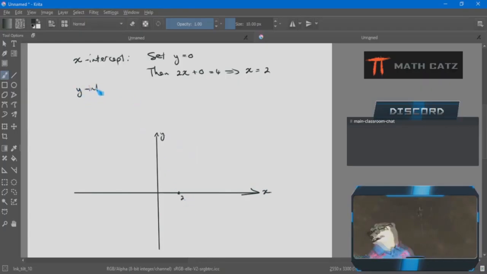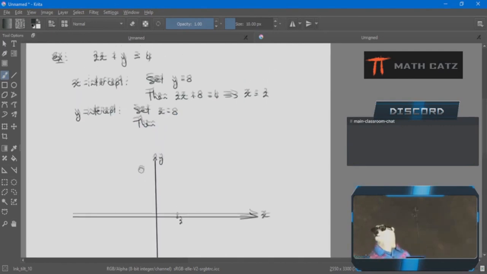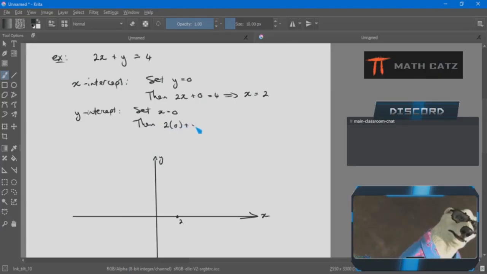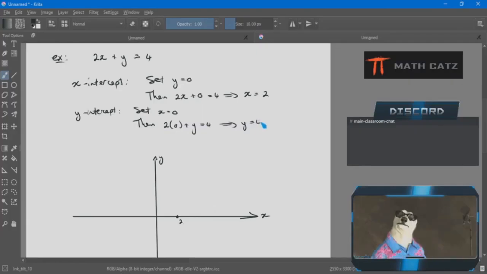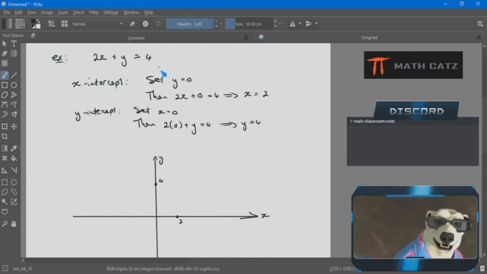Then I also want my y-intercept. That's where I set x equal to 0. And in that case, I have 2 times 0 plus y equal to 4. So y is equal to 4. And I have my y-intercept, let's say, over there. Because it's a straight line, I just need 2 points that I can connect, and that specifies the line uniquely.